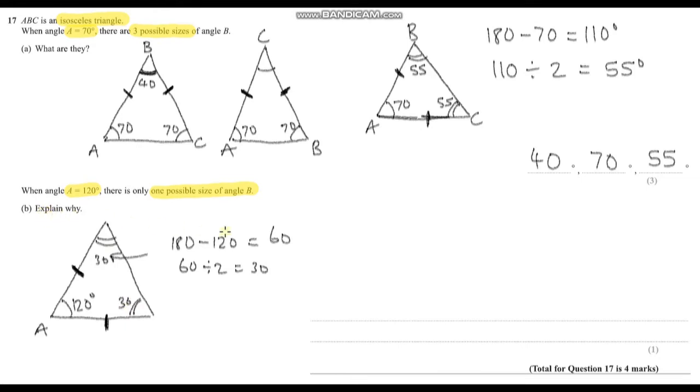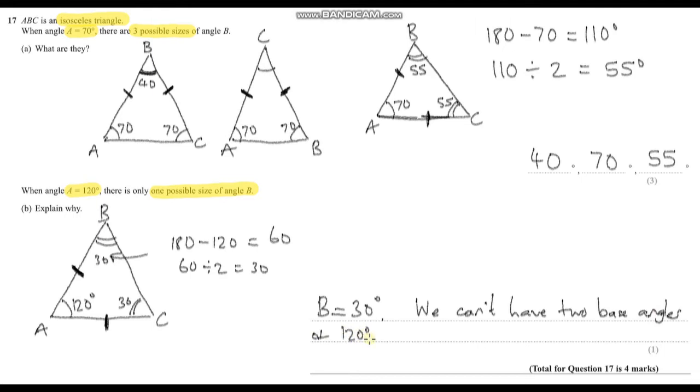But it says explain why there's only one possible size of angle B. So again, it doesn't matter which one's B and which one's C. Now, just going back to the question, it says there's only one possible size of angle B. Explain why. So we know that the answer is 30 degrees. So we could just first of all write it down. B is 30 degrees. And explain why. Well, we can't have two base angles of 120 degrees.